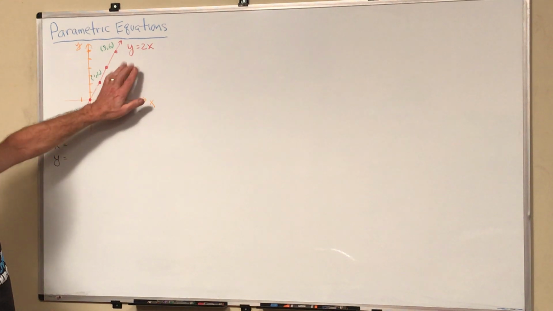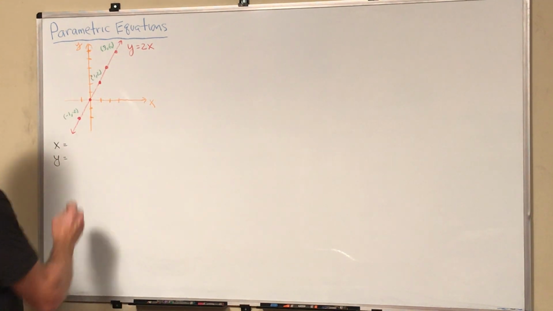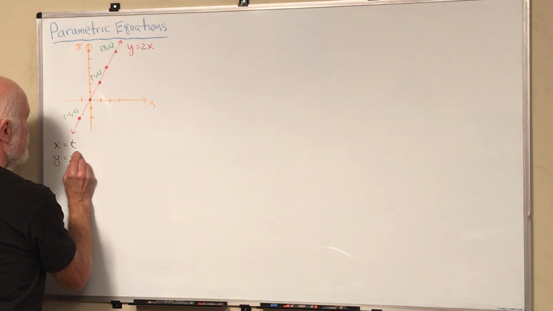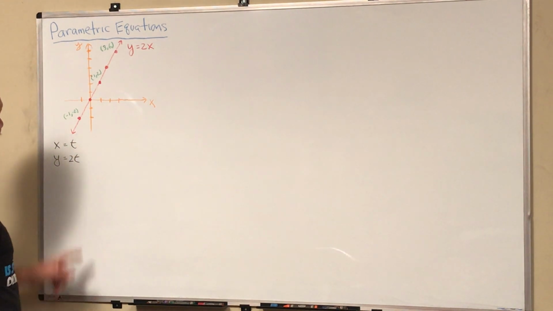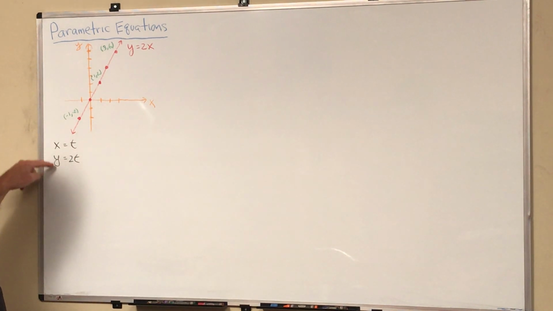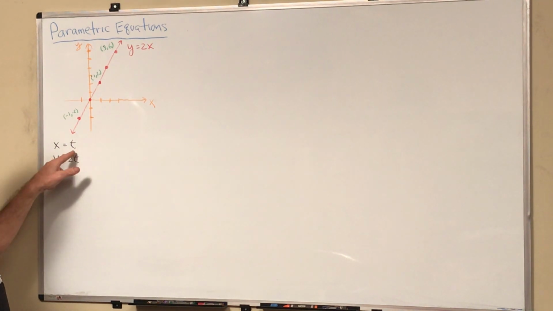So for this particular graph up here, you could say x equals t and y equals 2t. So now the independent variable becomes t, and you have two dependent variables, x and y. And let's see if it works. Now you plug values into t.